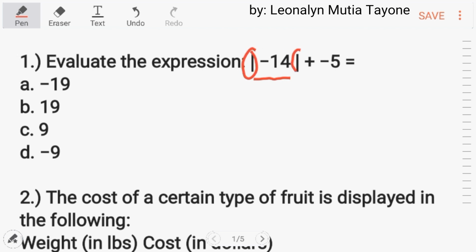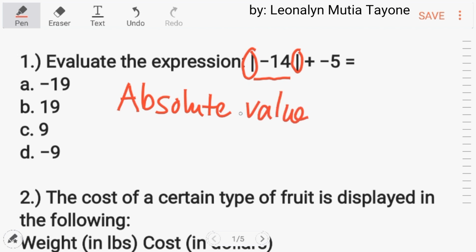Itong bar na ito sa either side ng negative 14, ibig sabihin yan ay absolute value. Ang sinabing absolute, ibig sabihin, positive lagi yan, wala siyang negative, kasi distance yan away from 0. Laging positive yan pag sinabing distance. Now, balikan natin.